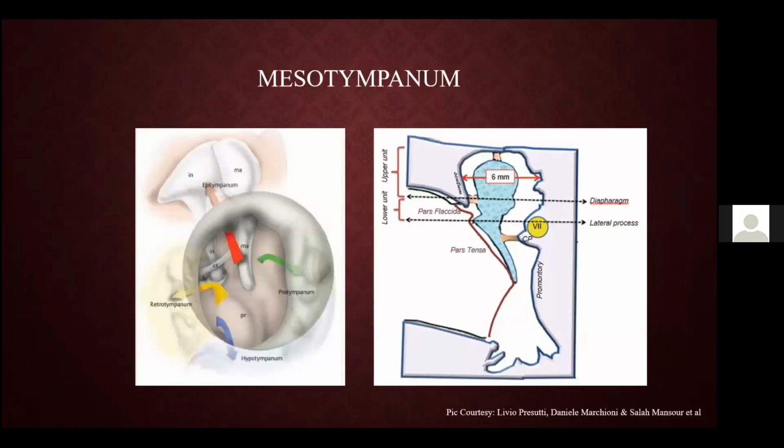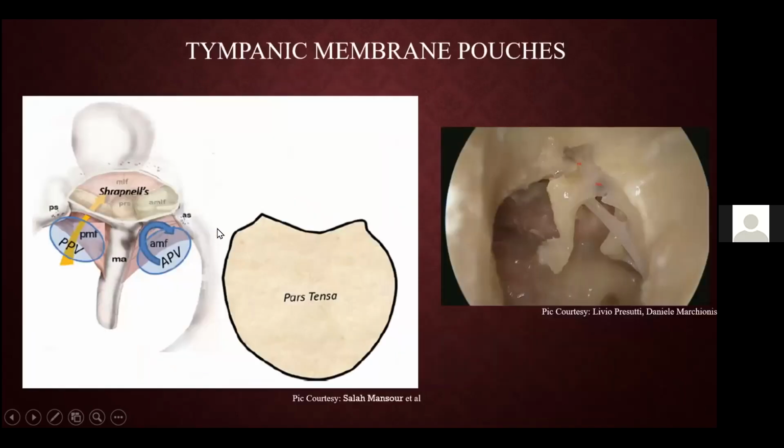So this was all about the spaces around the mesotympanum. Let's study the central compartment, the biggest compartment, that is the mesotympanum. It has communication with all the compartments, as I said, except the attic, which is connected only through the tympanic isthmus.